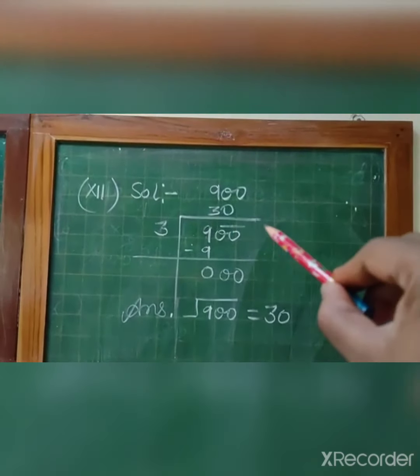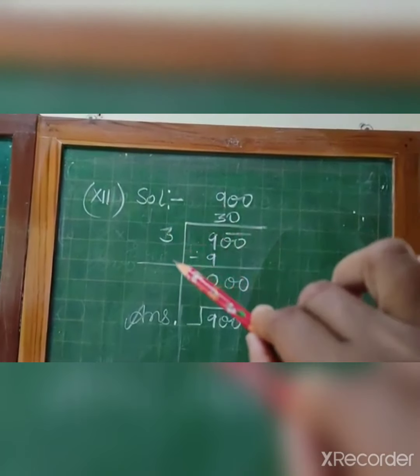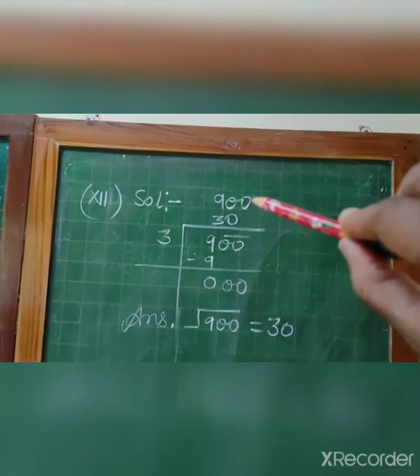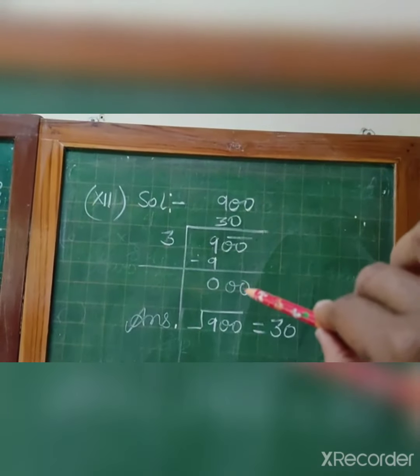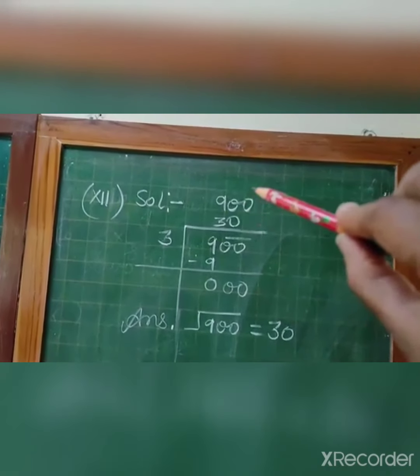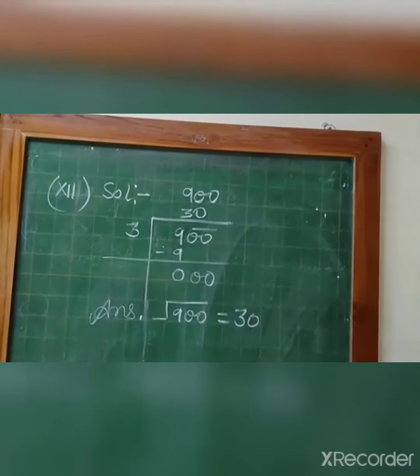So make pairs, so 00 and 9. 3 3s are 9, so 3 you will write, 3 you will write and 3 you will keep in your mind. But there is no need to add. Why? Because when you bring down the pair of 0, division is not possible, so 0 you will put here. So square root of 900 is equal to 30.